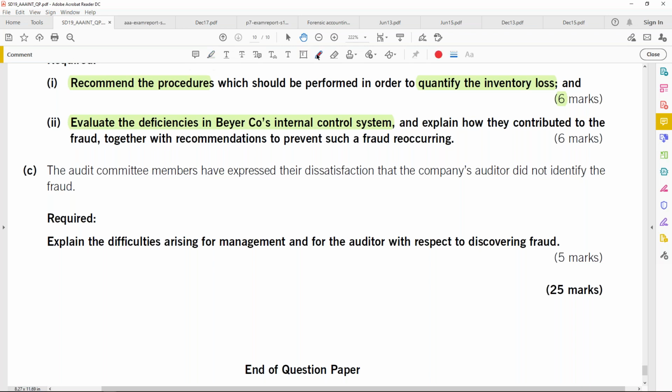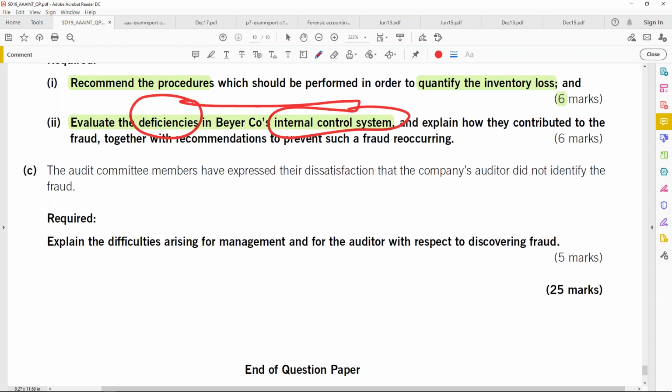Evaluate the deficiencies in the system. Can you go prepared for a question like such in the exam paper? No, because you will be given the deficiencies in the paper, right? And you just need to identify them and you need to explain why it is a deficiency.